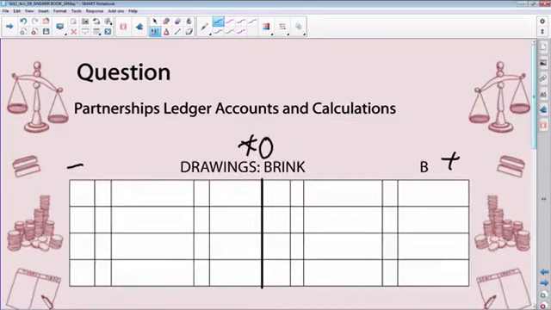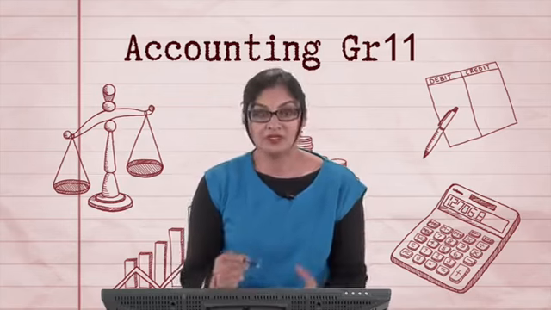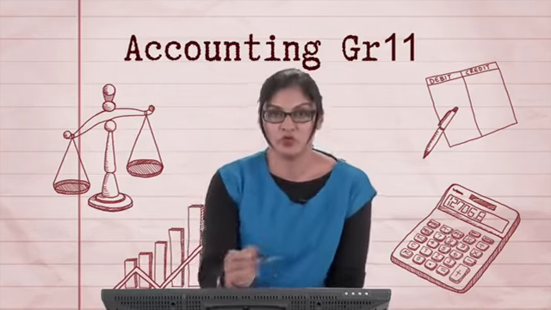So drawings, 86,500 is my opening balance, my balance brought down. And I know I haven't given you guys dates. This represents the end of the financial year, so I'm just going to put in the 28th of Feb, which is the information that is missing. The financial year ends on the 28th of Feb. Right, brought down my opening balances.